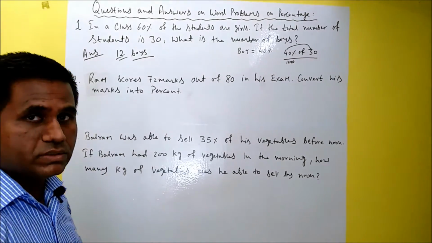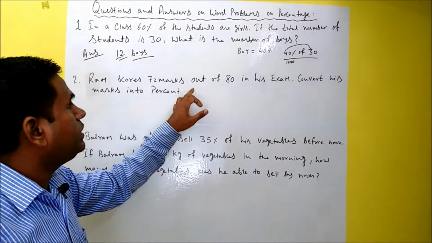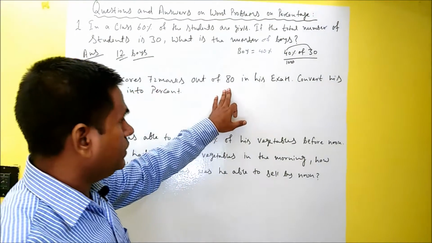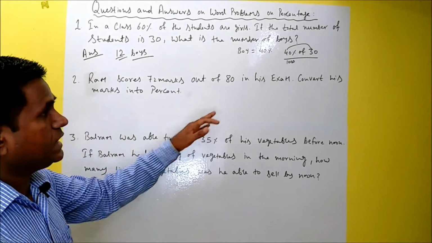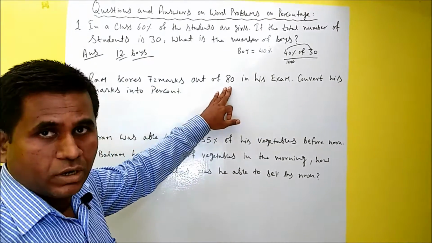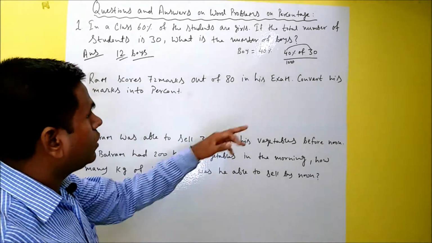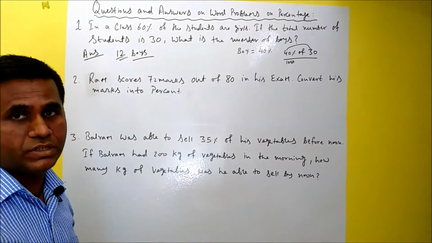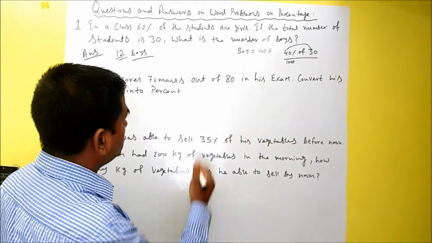Now let us discuss the second question. It says Ram scored 72 marks out of 80 in his exam. So Ram has given an exam in which the total marks was 80 and he has scored 72 marks. Convert his marks into percentage. So you have to convert 72 to percentage.